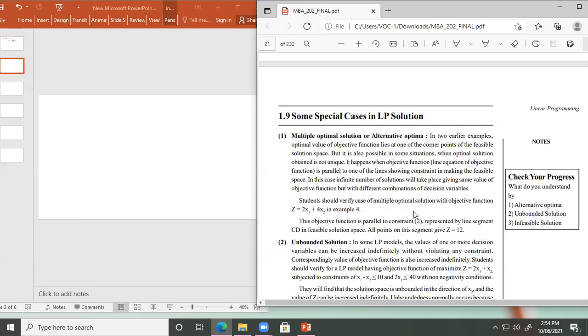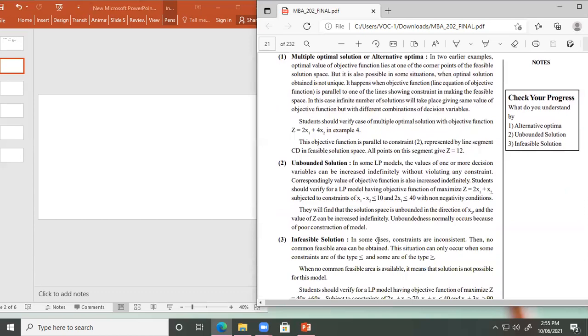There are different special cases. Here one is the multiple optimal solution, or alternative optima. In the two earlier examples, the optimal value of the objective function lies at one of the corner points of the feasible solution space. But it is also possible in some situations that the optimal solution obtained is not unique. It happens when the line equation of the objective function is parallel to the line showing the constraint.